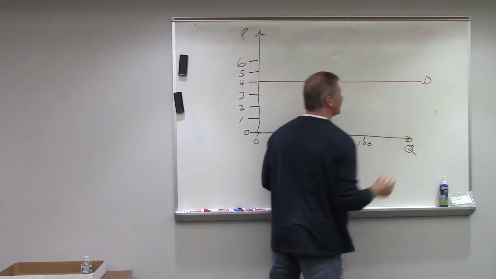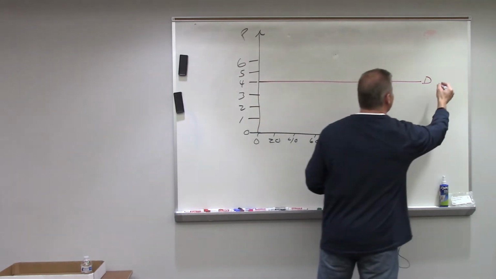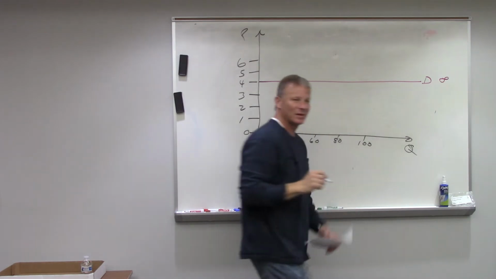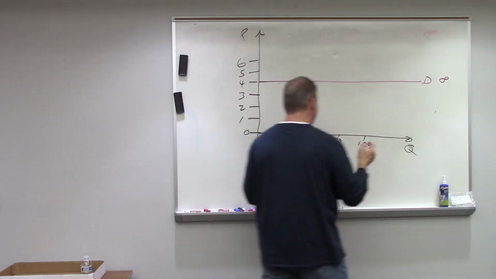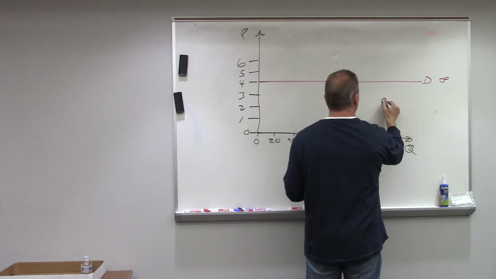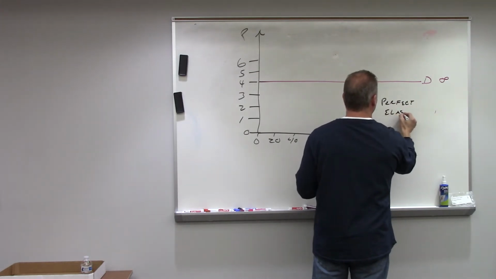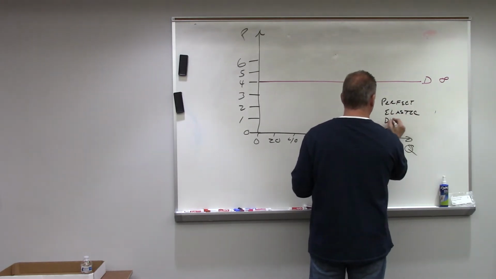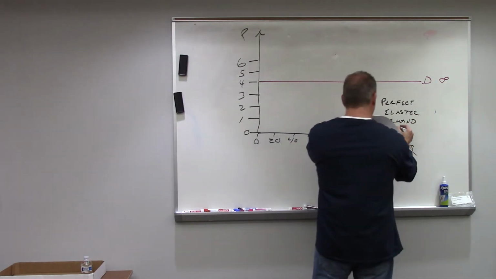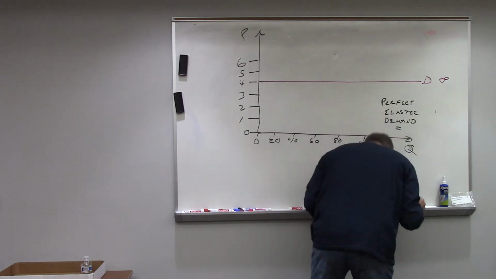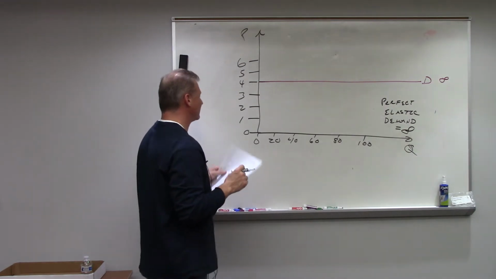Now, this is probably the easiest one we're going to draw. There's your demand curve, right? So the idea is, and we'll just go ahead, for the heck of it, we'll say this goes out to infinity, right? So if that's the case, basically what we have is perfectly elastic demand, okay? So essentially, it goes all the way out to infinity.